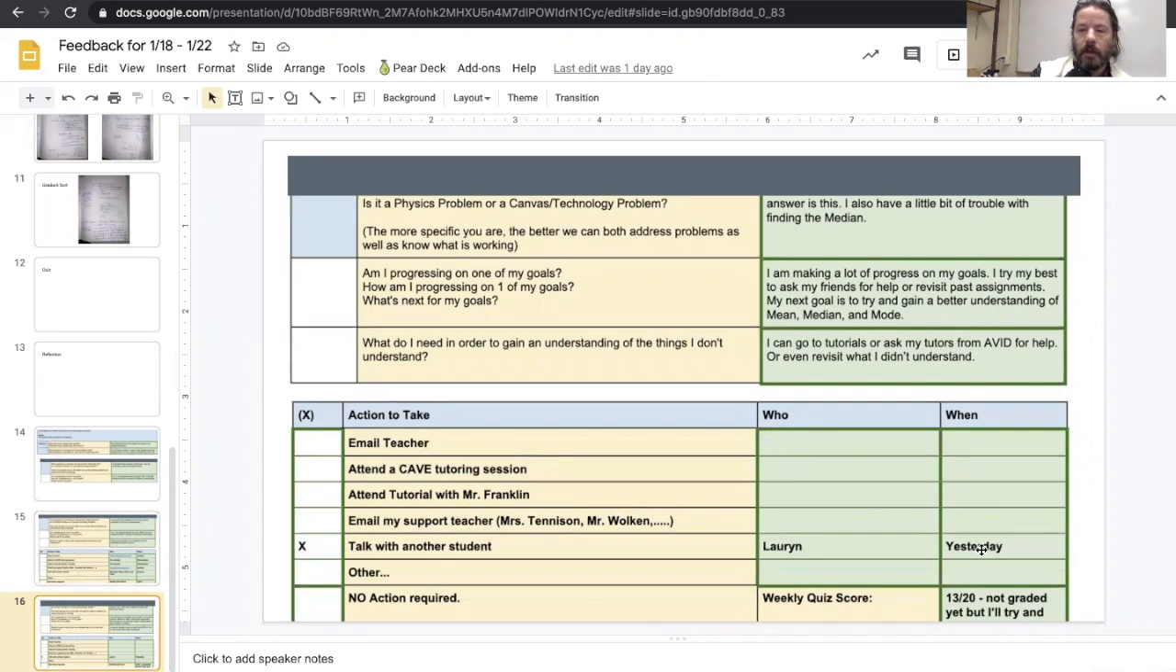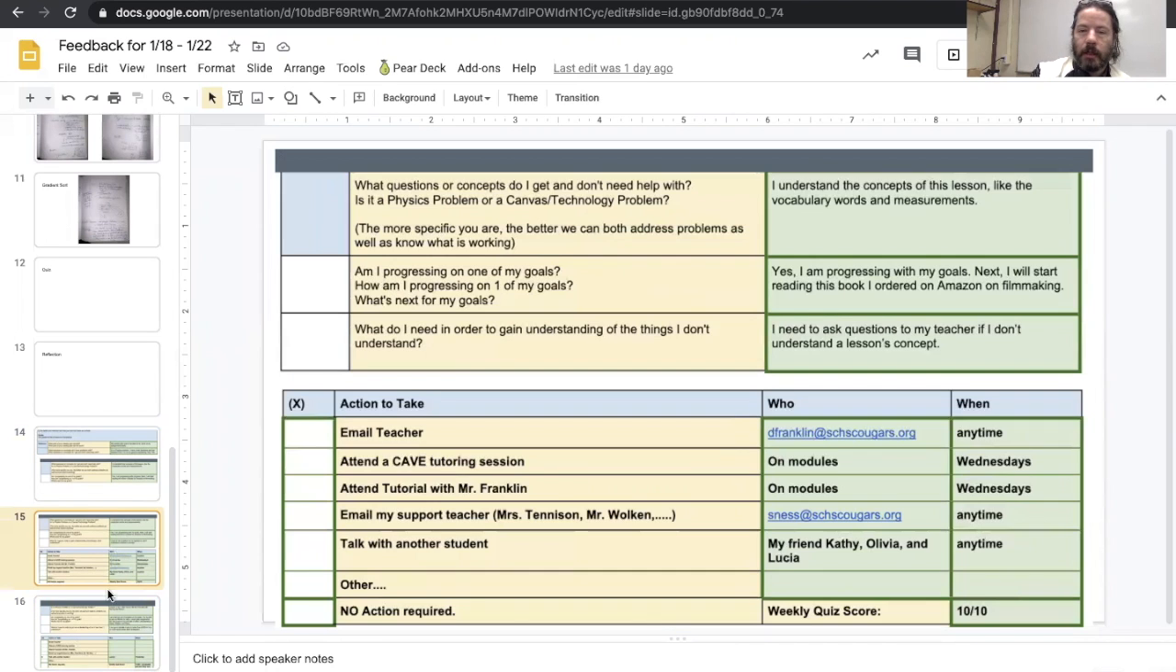Here's a good example of what I was just talking about. They talked with another student to get help, and then they told me their quiz score down here at the bottom. So that is completed. That is what your reflection should look like.